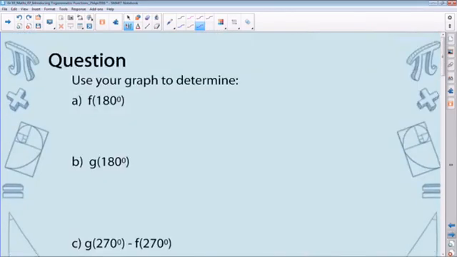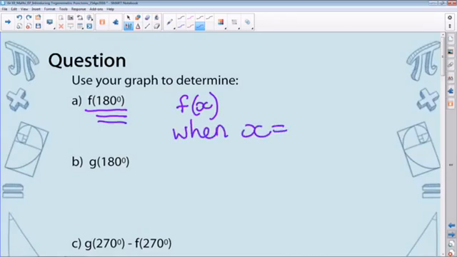Use your graph to determine f of 180 degrees. Now, you know from earlier that it was f of x in the graph, but now we've replaced x with 180 degrees. So this question is asking, when x equals 180 degrees, what is y?